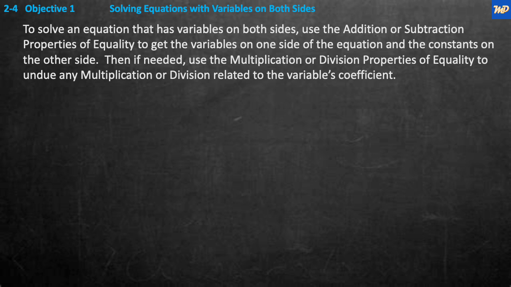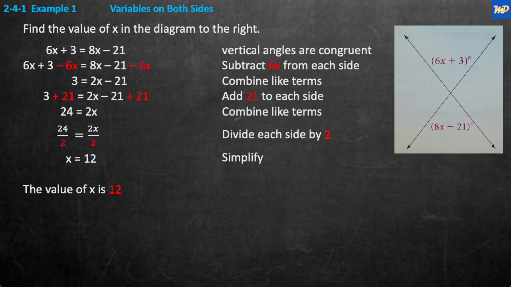Okay, objective 1, solving equations with variables on both sides. To solve an equation that has variables on both sides, use the addition or subtraction properties of equality to get the variables alone on one side and the constants on the other side of the equal sign. And then, if needed, use the multiplication and division properties of equality to undo any multiplication or division related to the variable's coefficients.